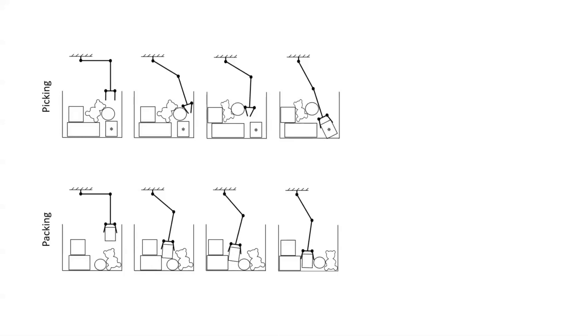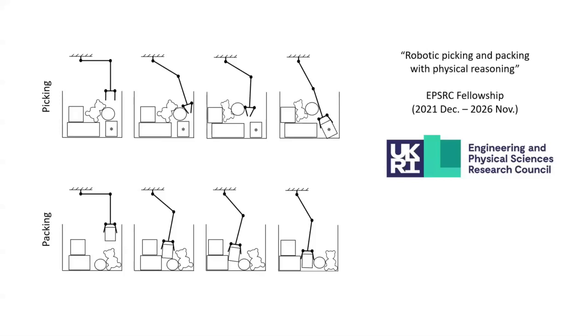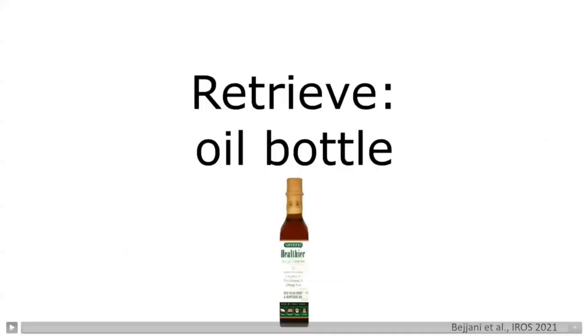So based on this goal, I have been recently working on this EPSRC fellowship, which is running until the end of 2026, and it is titled Robotic Picking and Packing with Physical Reasoning. Now, mainly I am interested in, and I have always been interested in, planning and control. So how can we generate robot motion to perform tasks like this? So we have been building, for example, planners.